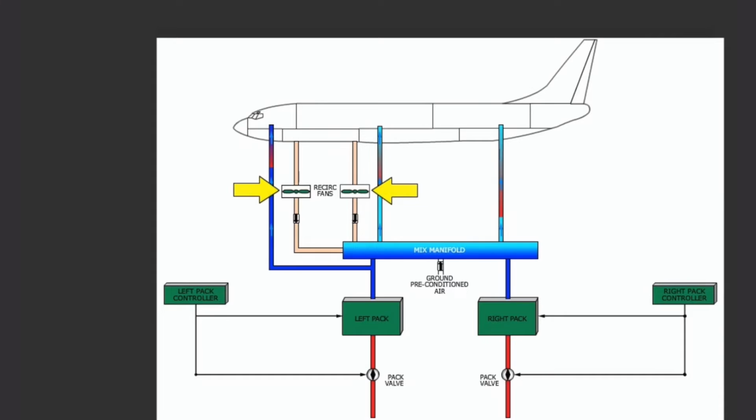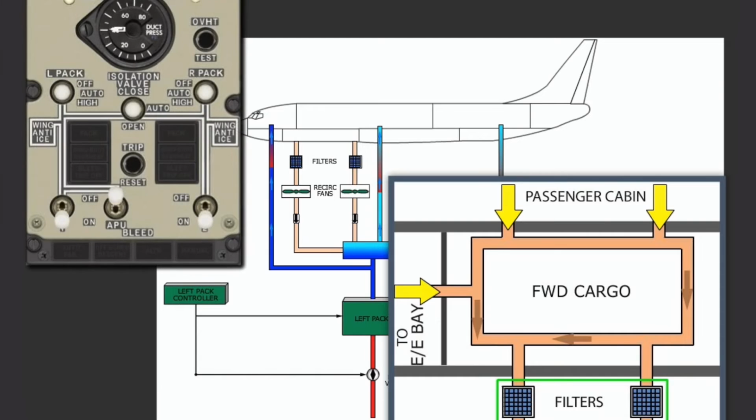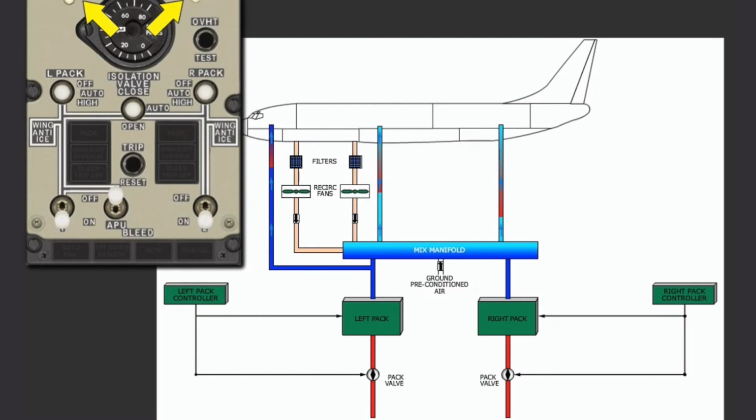Recirculation fans help maintain overall cabin air circulation while reducing air conditioning system pack load and engine bleed air demand. Air from the cabin and electrical equipment compartment is drawn to the area around the forward cargo compartment where it is filtered and then recirculated to the mix manifold. HEPA filters are installed to improve the quality of recirculated air. The auto position is the normal operating position for the recirculation fan switch.